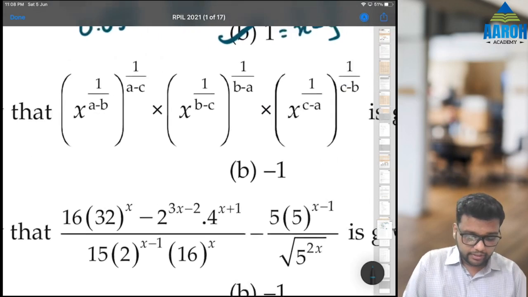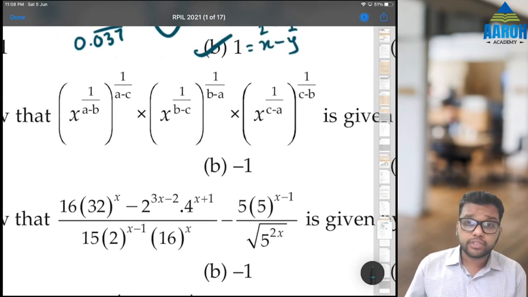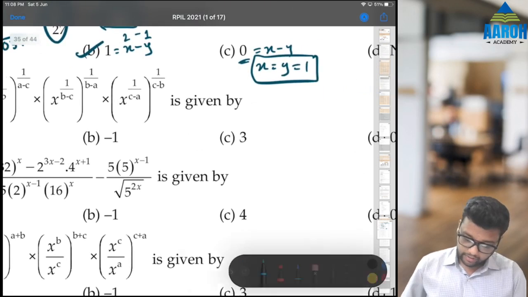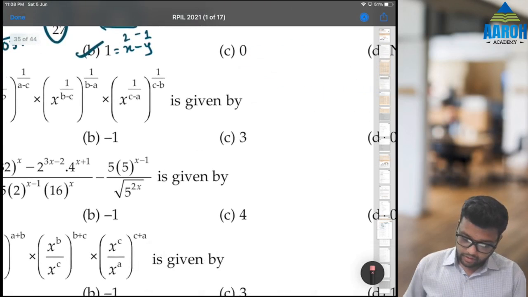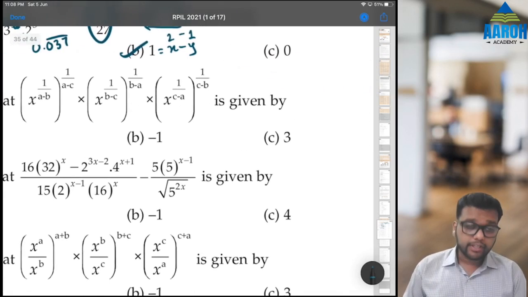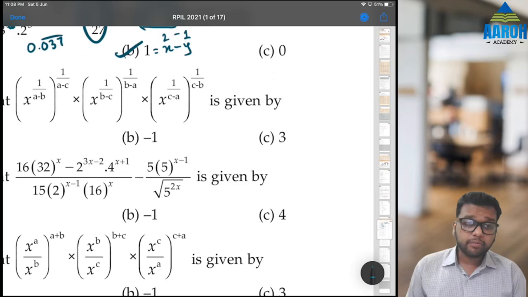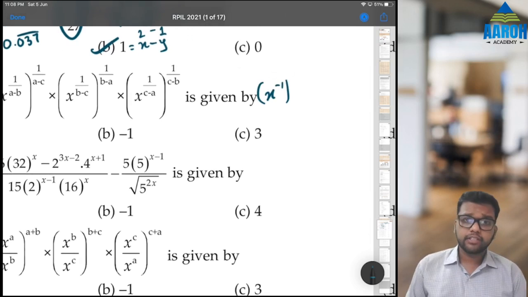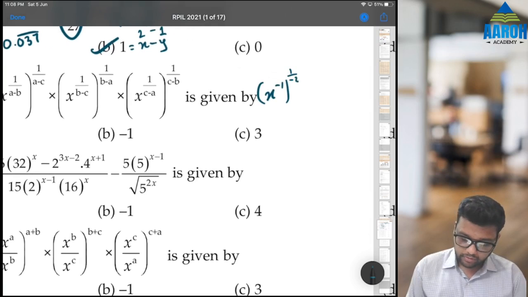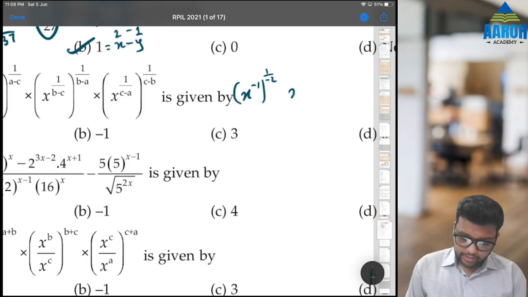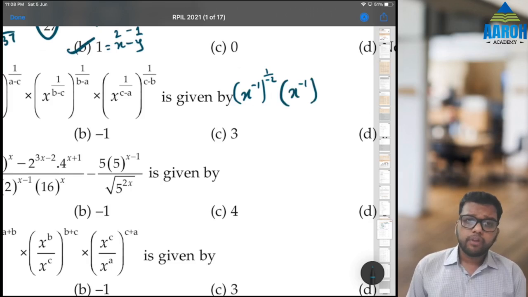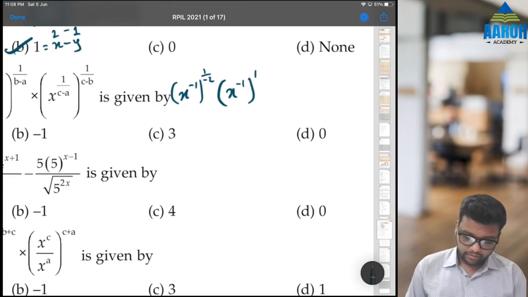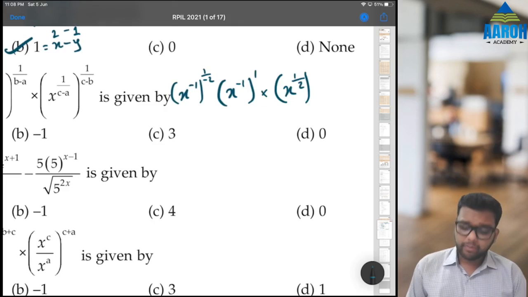Now let's simplify this. a is 1, b is 2, c is 3, remember. So let me erase this and write here. First bracket will become x raised to 1 by a minus b, that is minus 1. So x raised to minus 1. Raised to 1 by a minus c, that is minus 2, so 1 by minus 2. Into x raised to b minus c is again minus 1, so 1 by minus 1 is minus 1. 1 by b minus a is 1 by 1, so 1. Into x raised to 1 by c minus a is 2. Into 1 by c minus b is 1.